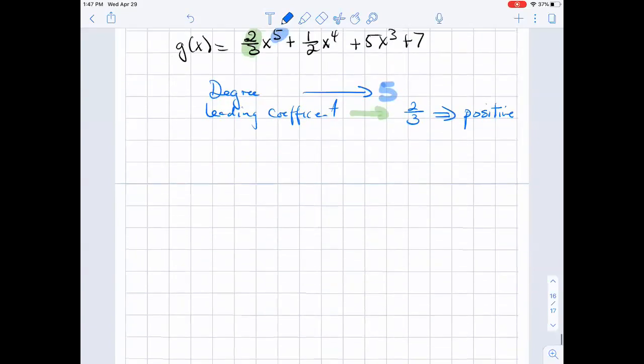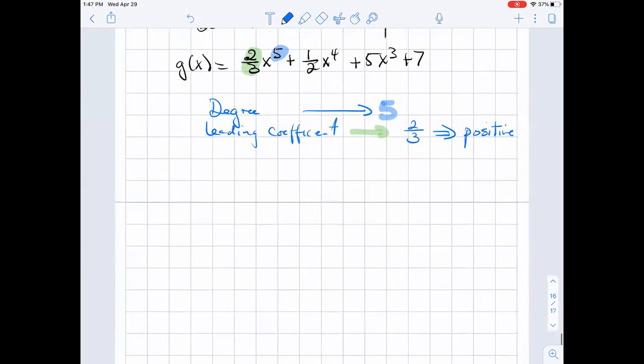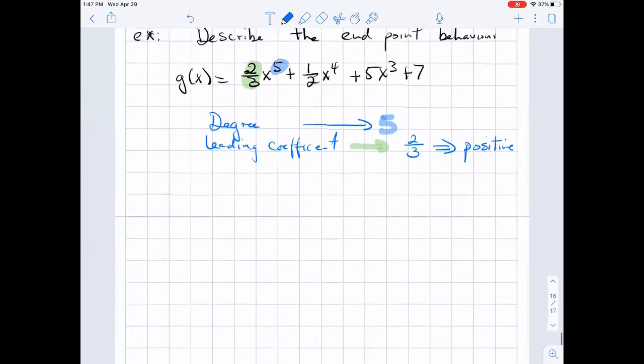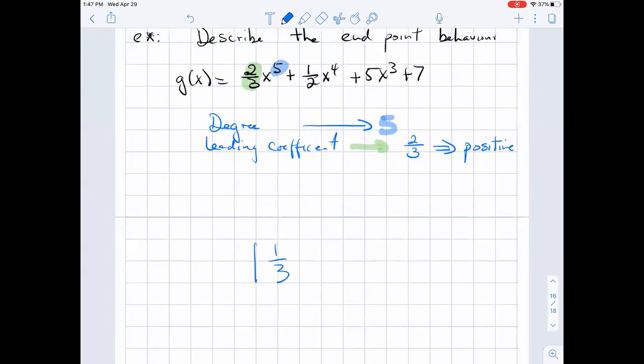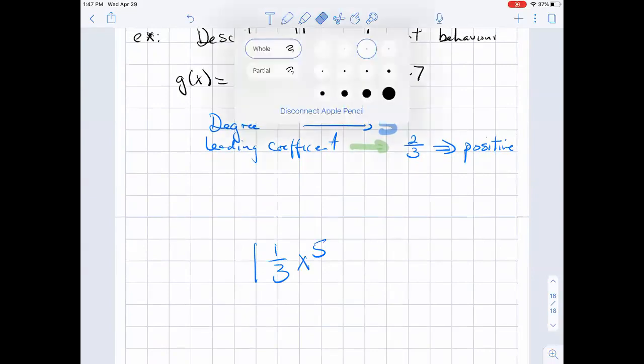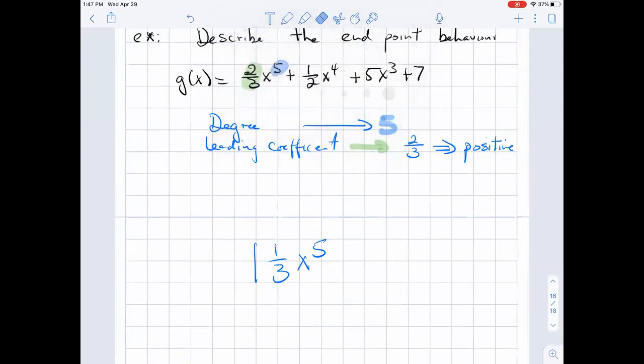Would they ever give you a whole number with a fraction? Yeah, they could do that, for example 1 1/3, but you would still just see if it's positive or negative. That's all you care about. Positive or negative. We don't care what it is. We just want to know positive or negative.